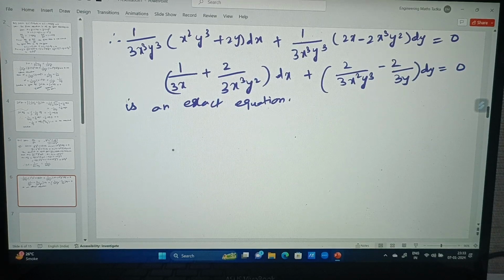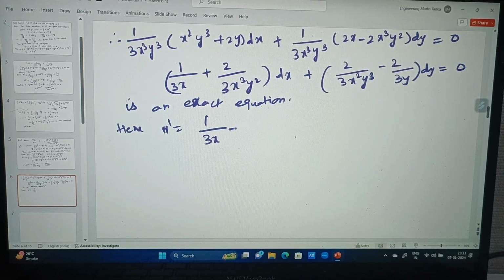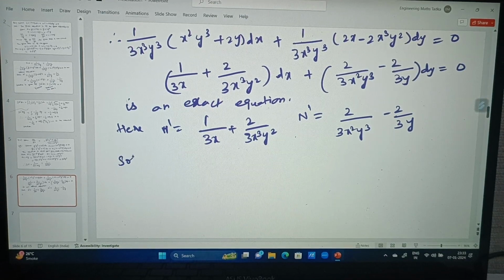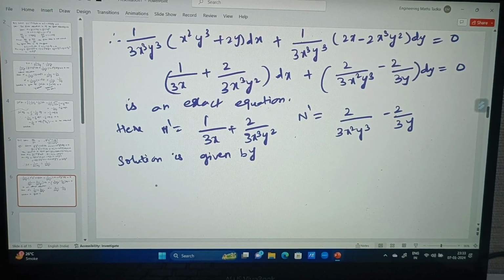What are the new functions here? What is M dash? M dash is nothing but 1 by 3x plus 2 by 3x cube into y square. What is your N dash, students? N dash is nothing but 2 by 3x square y cube minus 2 by 3y. Okay. So what is the solution? The solution is given by the formula. What did we learn?